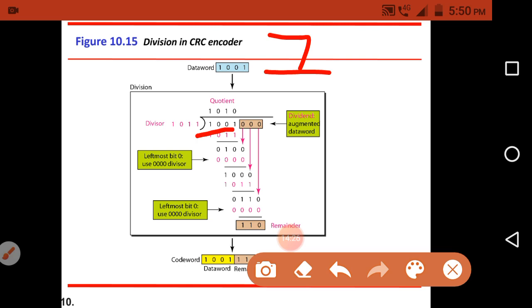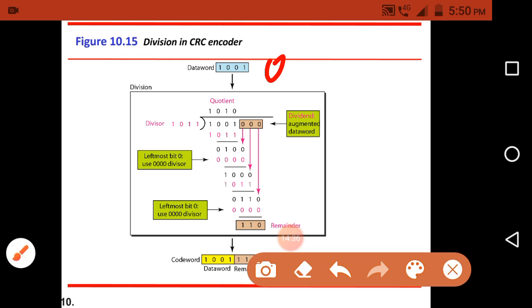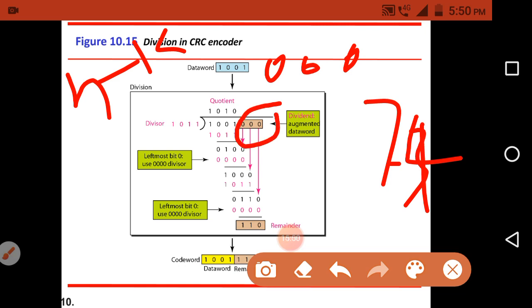How do we come to know how many zeros we need to append to this data word? That is what I told in the previous block diagram: n minus k. The n is the size of the code word, which is 7, and k is 4. Sorry, k is 4. 7 minus 4 means 3. So that's why we need to append 3 zeros to the 1001 data word.